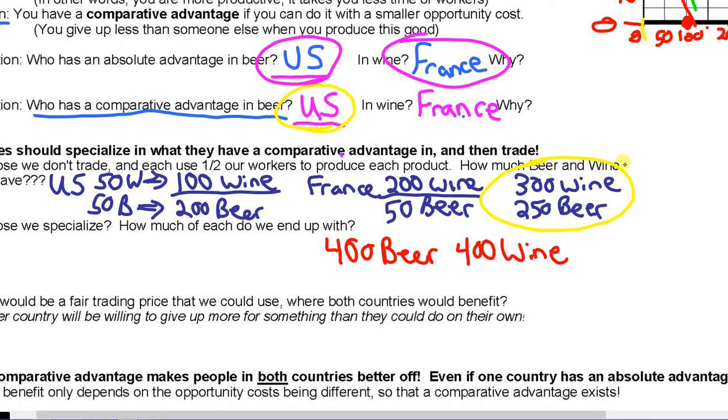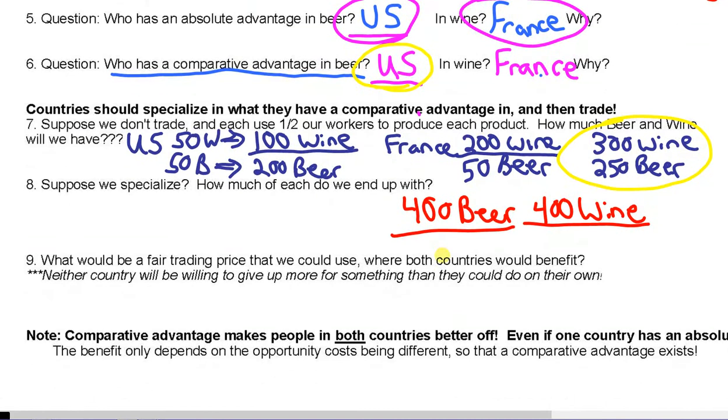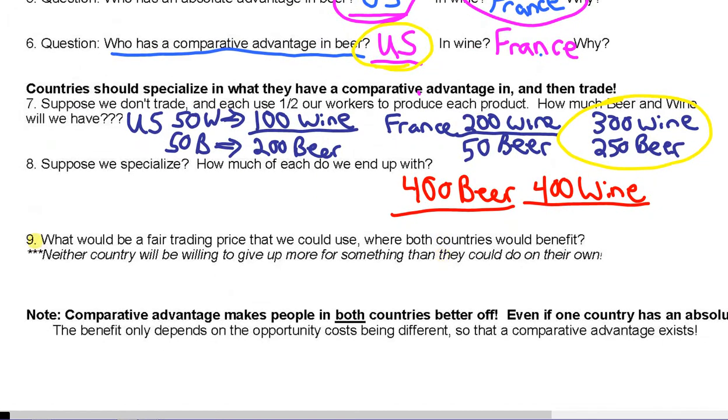we have more stuff, more wine and beer total, but all the beer happens to be in the U.S. and all the wine happens to be in France. Now we have to figure out a way to trade. So, last question here. What would be a fair trading price we could use where both countries would benefit? Here you just have to keep in mind that neither country would be willing to give up more. In other words, pay more. Instead of paying in dollars, we're going to be paying in beer or paying in wine.